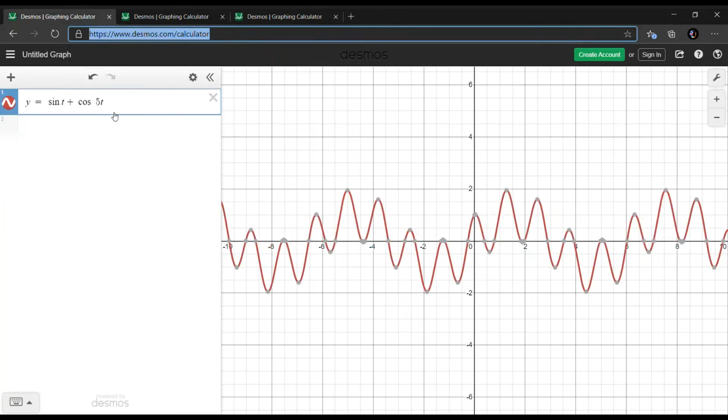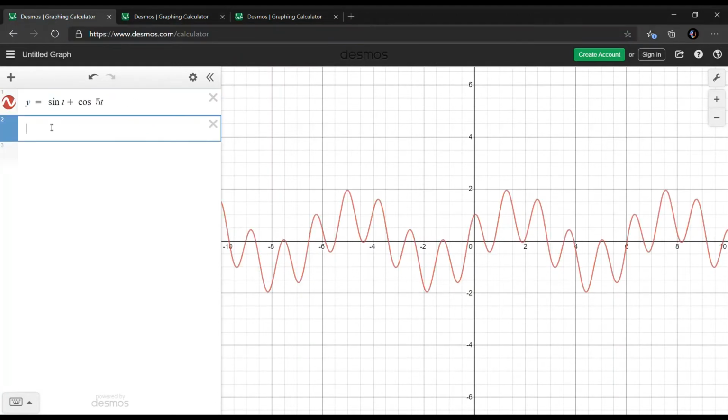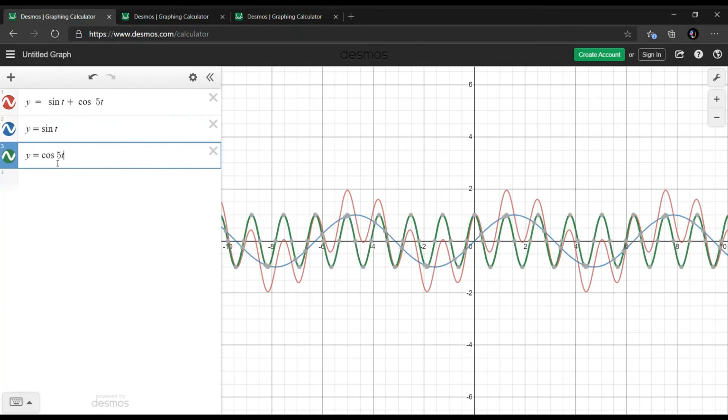So in this graph, what happens is that essentially y equals sine t. As you can observe over here, there is a cos 5t graph sort of superimposed on a sine t graph. So let's do this. Y equals cos 5t. As you can observe over here, this red graph, our solution graph, is nothing but a cos 5t graph, sort of riding on the back of a sine t graph.